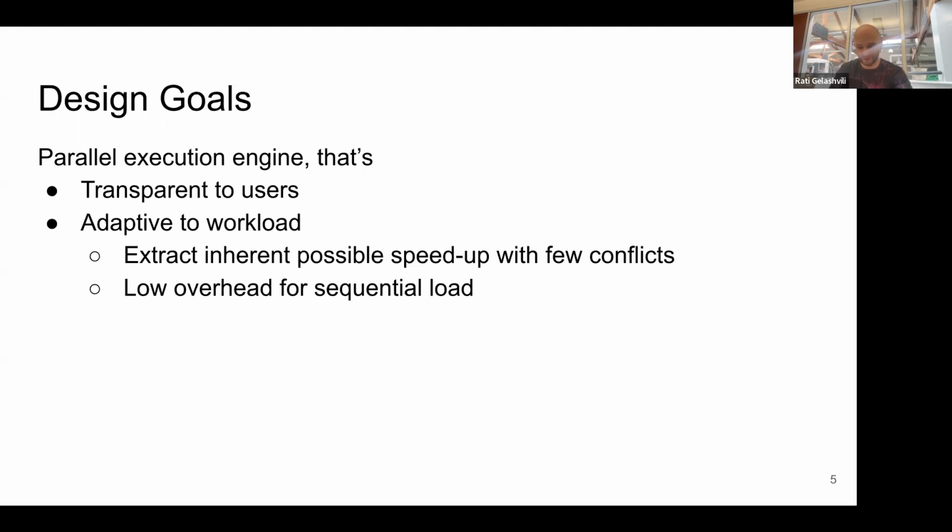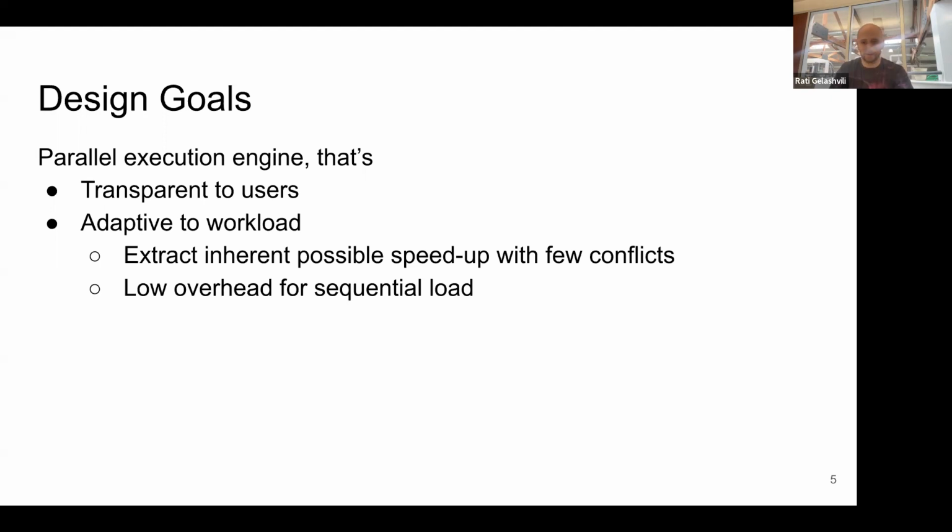For instance, if every transaction has a conflict with every other transaction, there is really nothing you can do because there is this critical chain of dependencies. So that's the second bullet point here. In this case, we know we cannot be faster than sequential execution, but we want to introduce as low overhead as possible because we want this to be a real system.